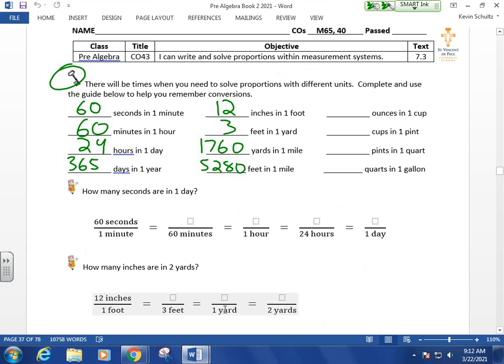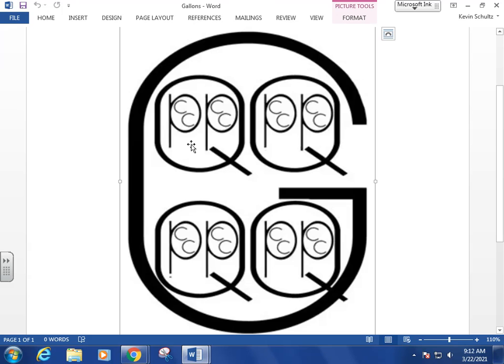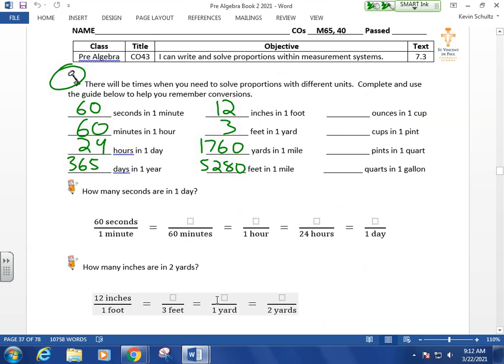So if we're looking at how many, well, it doesn't really help with ounces in a cup here, but how many cups in a pint? How many C's are inside of a P, Gavin? That would be inside of a gallon, right? If we're looking for cups in a pint, what we're looking for is how many C's are inside of one pint. How many cups inside of one pint? 2, right? So we'll go back to here. We'll fill in 2 cups in 1 pint.